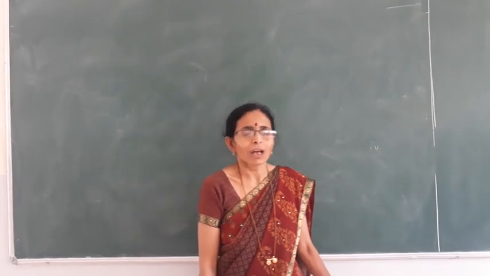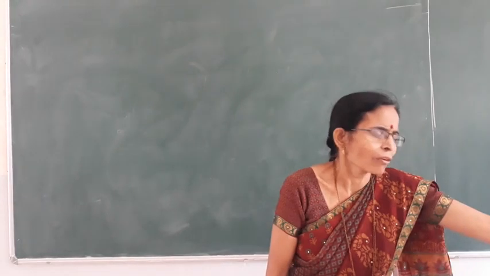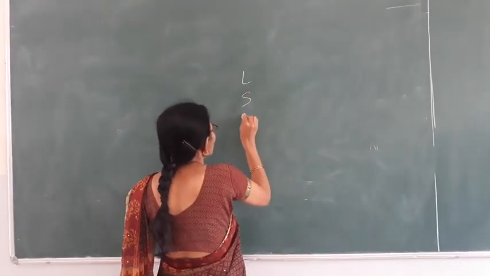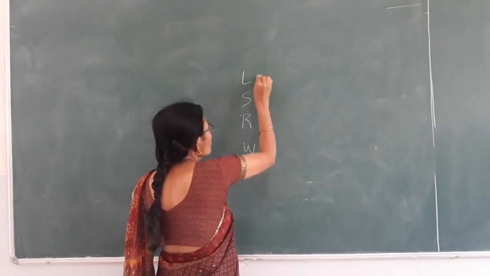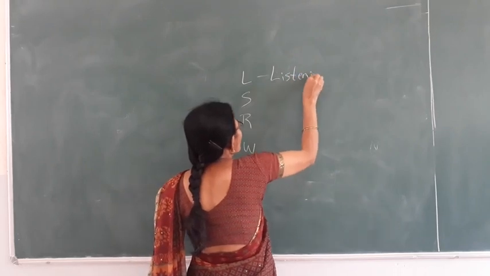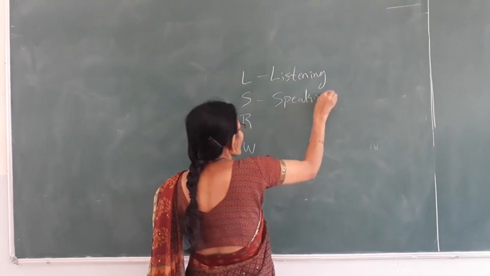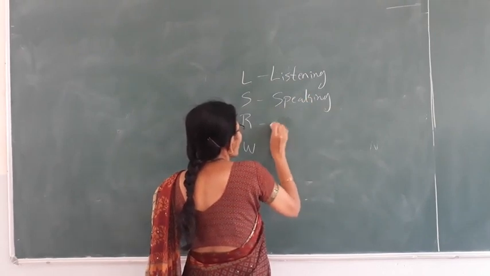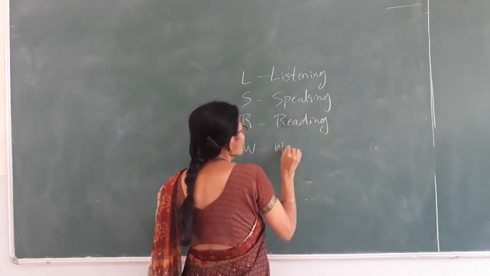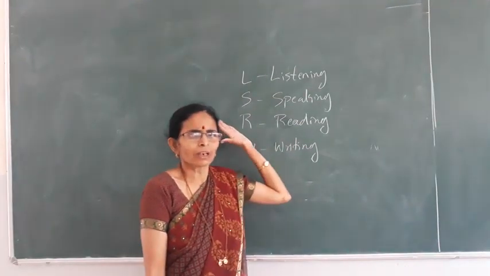And how do we practice this English? Very easy. You have to practice with some methods. What is the method? LSRW. What is it? LSRW. What is L? L means listening. S means speaking. And what is R? R means reading. What is W? W is writing. You have to practice it.